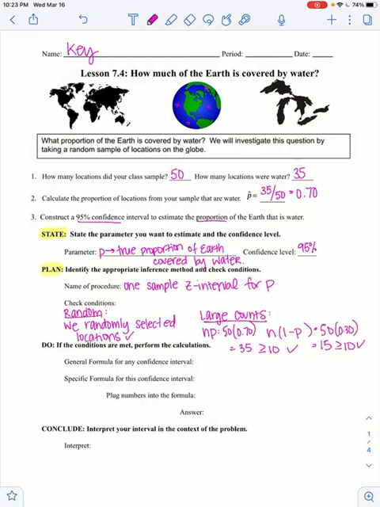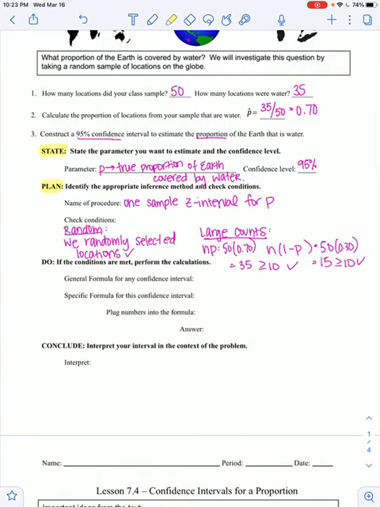Next, if the conditions are met, we're going to perform the calculations. Something that I want you to write every time is the general formula, which is going to be our point estimate plus or minus our margin of error.